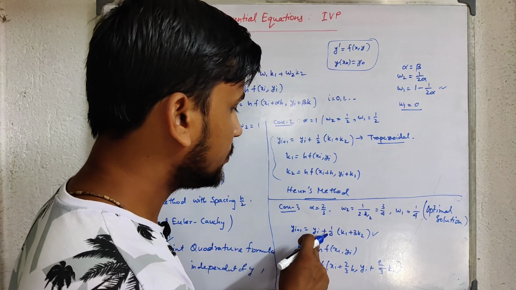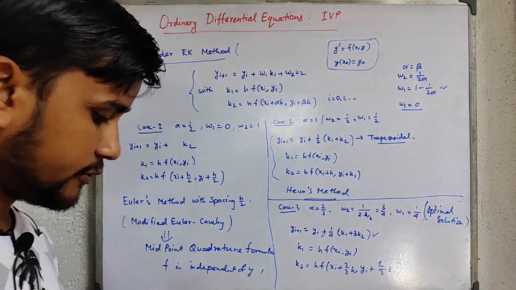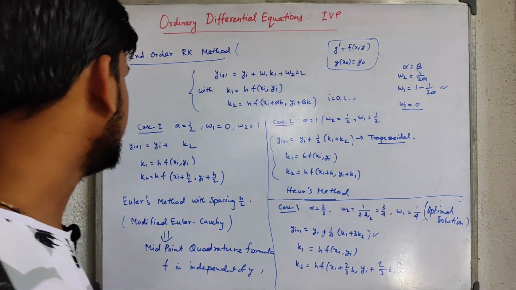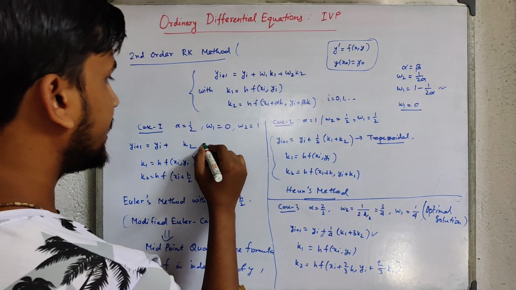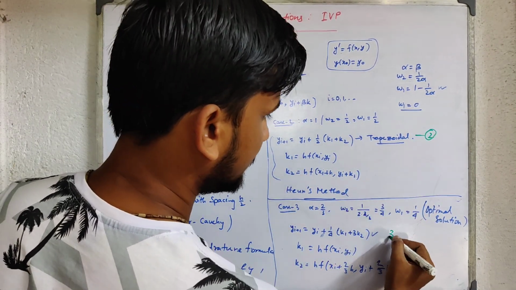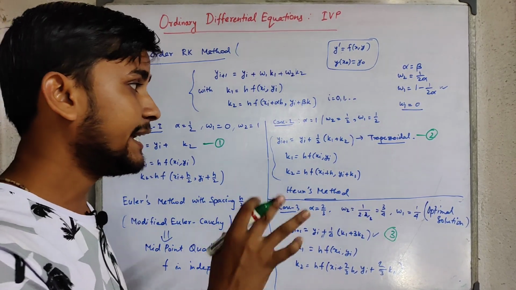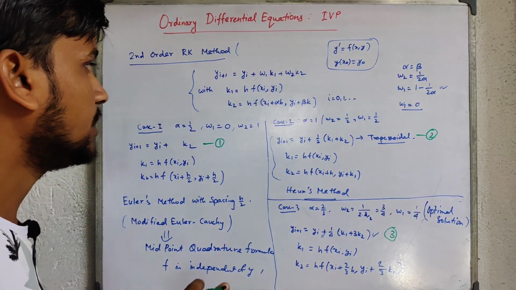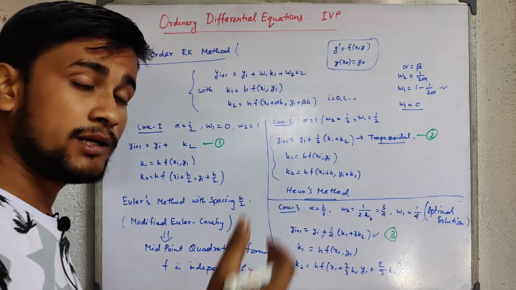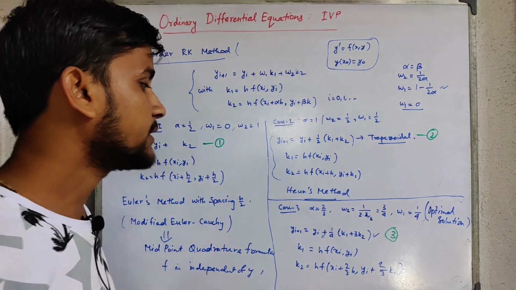So y_{i+1} equal to y_i plus 1/4 (k1 plus 3k2). So see, what I was telling you is that all three methods come from here. This is one RK-2 method, this is number 2 and this is number 3. So there are total 3 second order methods. From these methods you can solve numerical differential equations or initial value problem questions, okay.